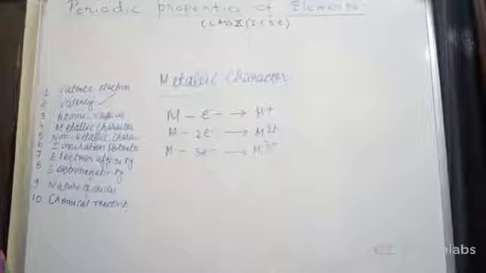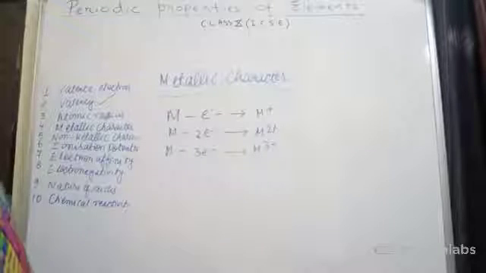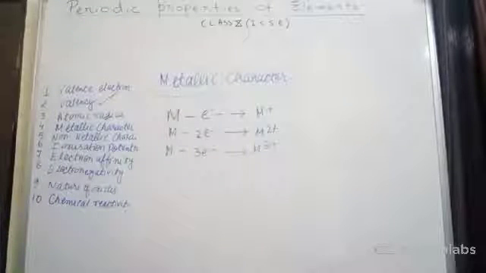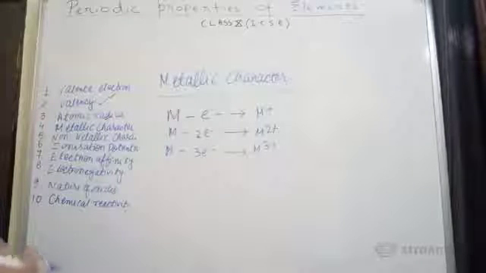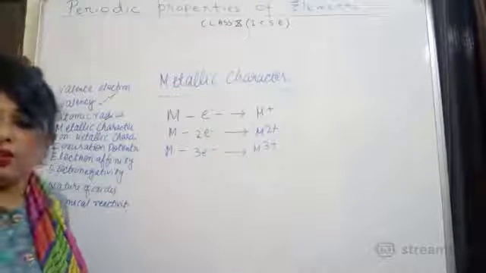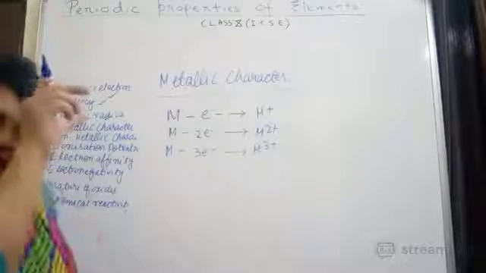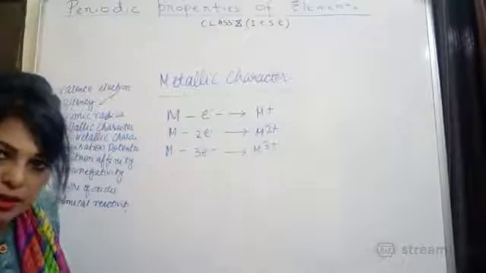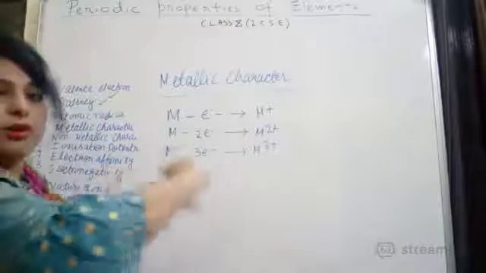So what is metallic character? Metallic character is the ability to lose electrons. The ability to lose electrons is known as metallic character, right? Now we will see how metallic character changes when we move from top to bottom in a group and when we move across a period.